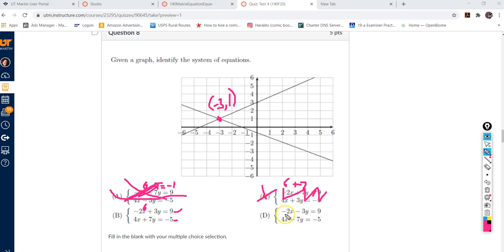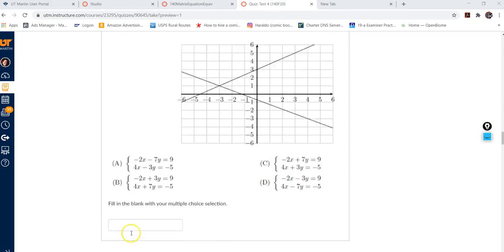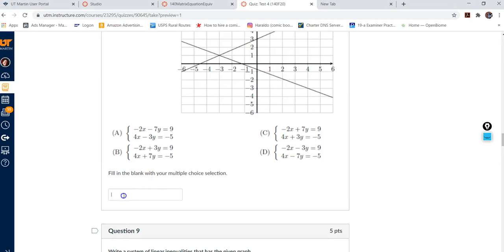Now what about this one? -2 times -3 is +6. Then minus 3 times 1. And that's 6 minus 3, and that does not equal 9. So if I look at that intersection point, that's the only one it could be. So I think it's going to be B. And I'll enter it in the way it was here, but if I leave off the parentheses, it should still be okay.